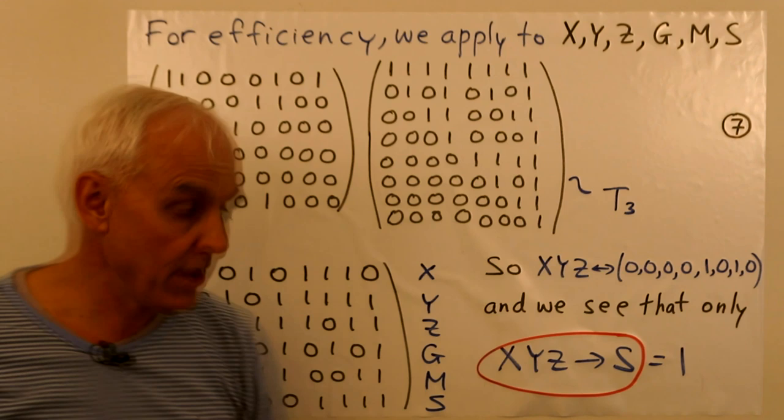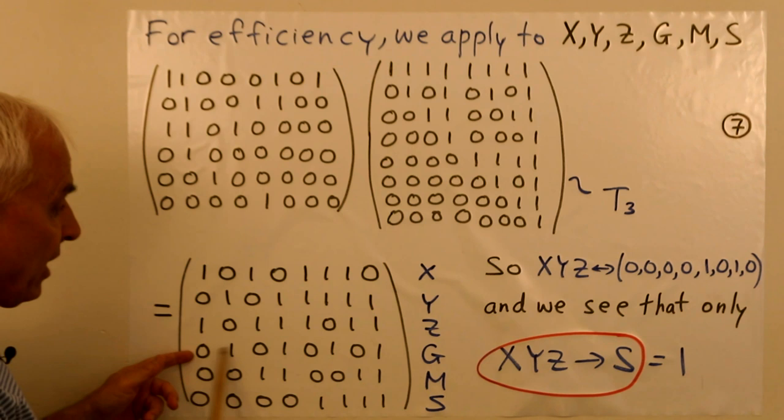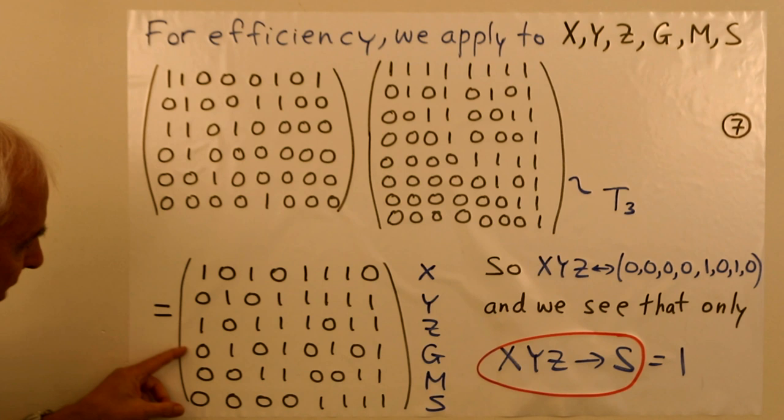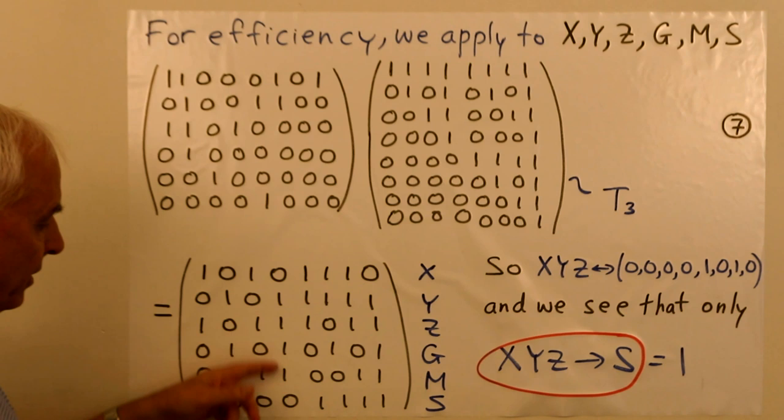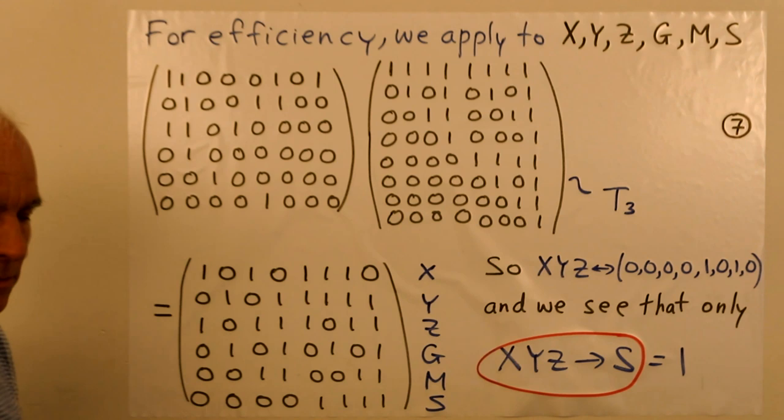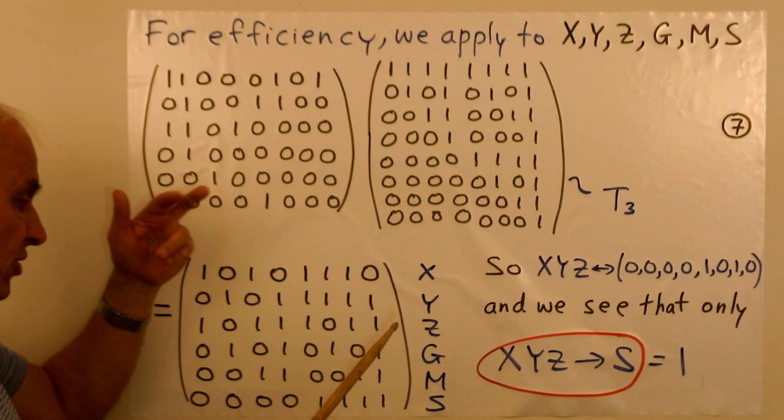And there's the value for X, the value for Y, the value for Z, and the values for G, M, and S. If you look at it for a second, you'll see that G, M, and S, not surprisingly, are just going through all the numbers in binary: 0, 1, 2, 3, 4, 5, 6, 7. Because that's the way we ordered things. We ordered G to be in the ones column, M in the twos column, and S in the fours column.